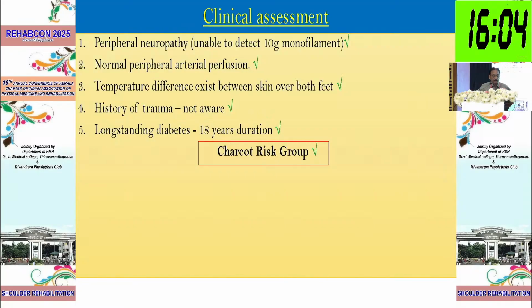When we examine the patient, he has peripheral neuropathy. He could not detect the 10-gram monofilament. He has peripheral neuropathy, large fiber neuropathy. He has normal dorsalis pedis pulsation. The temperature between two sides of the skin on the feet is different. There's a difference. We do this with a digital thermometer. History of trauma, he is not aware because of the large fiber neuropathy. He has long-standing diabetes, 18 years duration. He easily fits into Charcot's risk group.